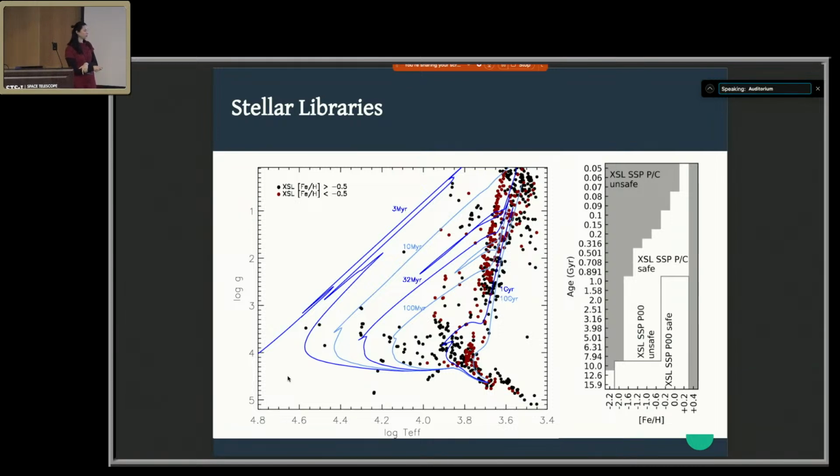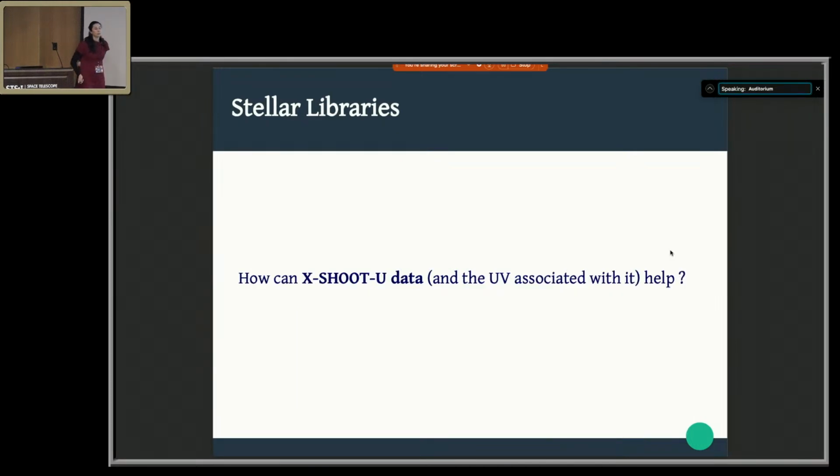This means that when you generate stellar population models with this library, you are limited in metallicity, limited in ages that you can fit. So this is the safe zone that XSL can do. And you can see that when you go to lower metallicities and you go to younger ages, the coverage is really poor, right? So why are XSL, XQ2 and Ulysses important, and how can the UV help us in this sense?